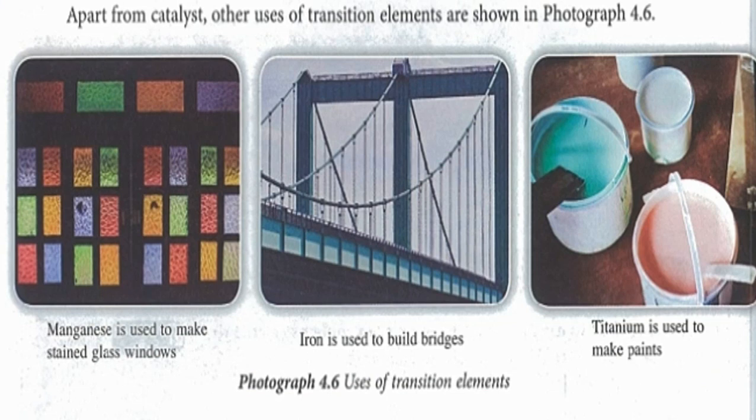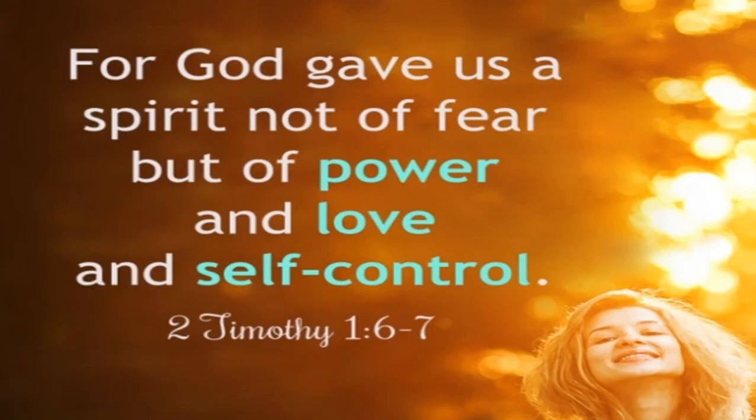Okay, so apart from catalyst, the other uses of transition element, for example, manganese used to make stained glass windows. Okay, and then iron also used to build bridges. And then we have titanium used to make paints. Okay, so these are some of the examples of the uses of transition element in our daily life. Okay, so that's all for today.